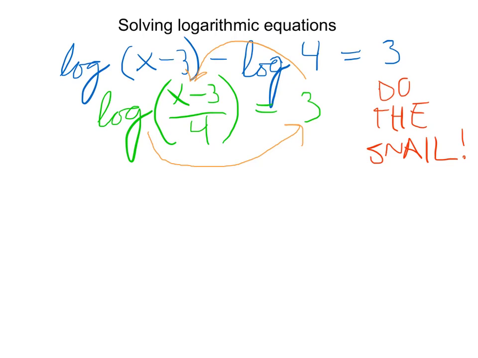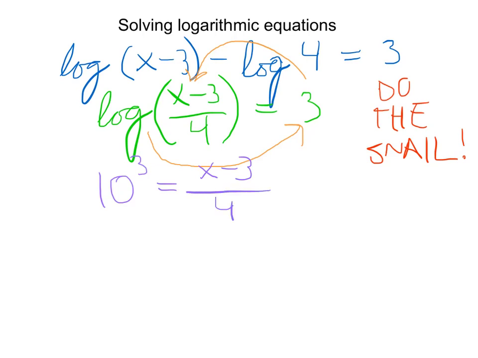And now how does it help us to get an exponential equation? Well, let's see about that. Exponential equations start off like this with the base, 10. And then the next thing is we raise that to the power of 3. And then we set that equal to the argument. So that is equal to x minus 3 divided by 4.